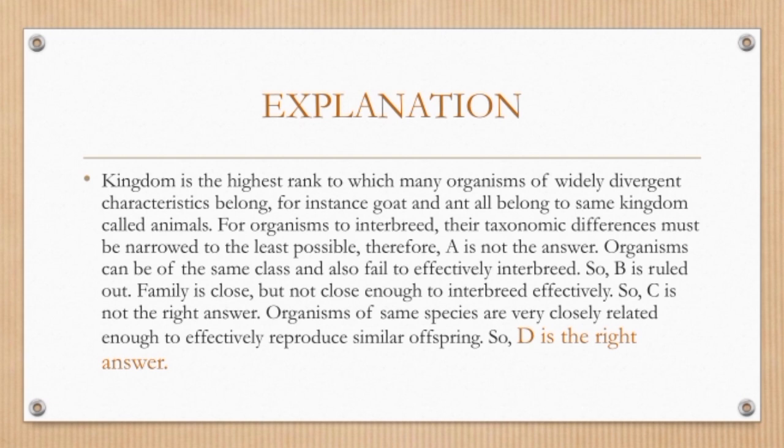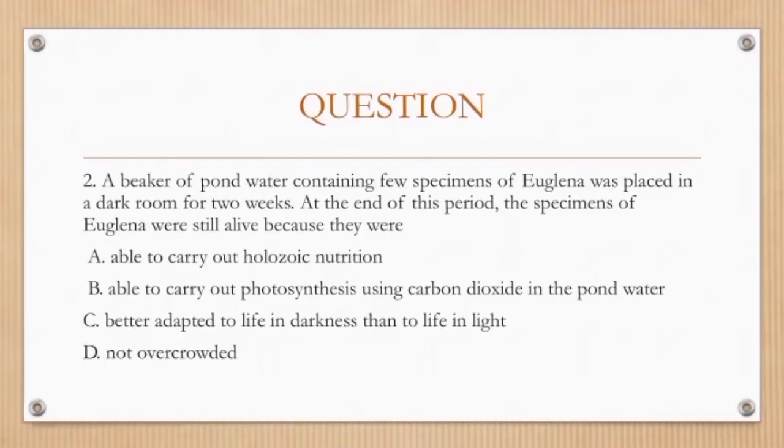So let's see number two now. A beaker of pond water containing a few specimens of Euglena was placed in a dark room for 2 weeks. At the end of this period, the specimens of Euglena were still alive because they were dash. This question is also coming from classification.